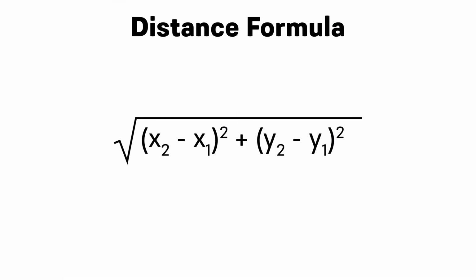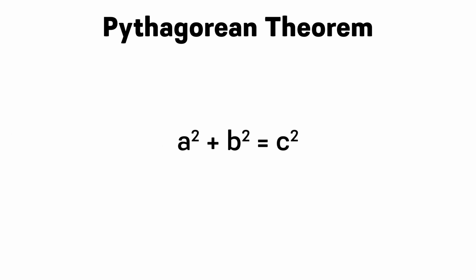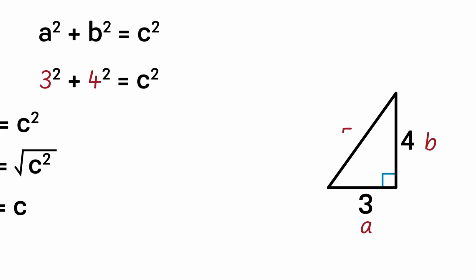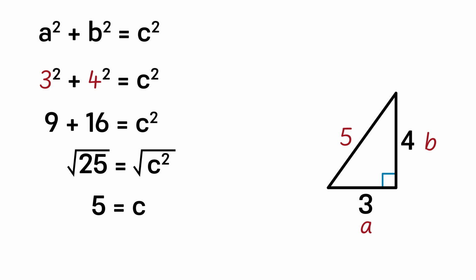Okay, so we've seen what the distance formula is, but where does it come from? It all points back to the Pythagorean theorem, a squared plus b squared equals c squared. If you remember, when you have a triangle with a right angle, you can find the longest side, called the hypotenuse, by plugging in the side lengths for a and b. For this triangle, a and b are 3 and 4, and after you solve it all the way out, you get 5 for the length of the hypotenuse.